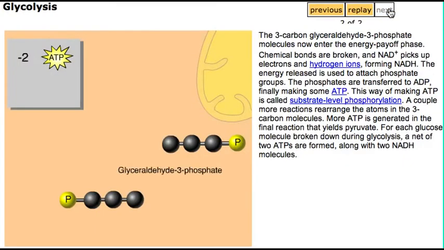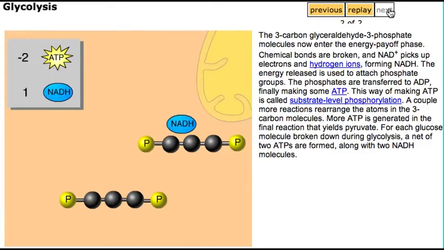The 3-carbon glyceraldehyde phosphate molecules now enter the energy payoff phase. Chemical bonds are broken, and NAD+ picks up electrons and hydrogen ions, forming NADH. The energy released is used to attach phosphate groups. The phosphates are transferred to ADP, finally making some ATP. This way of making ATP is called substrate-level phosphorylation.